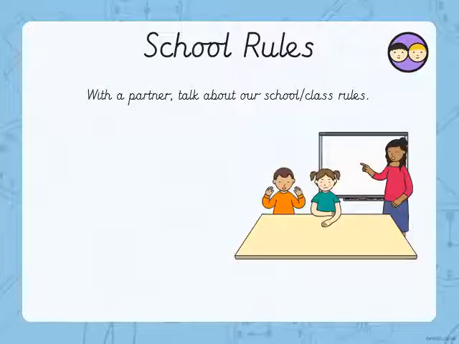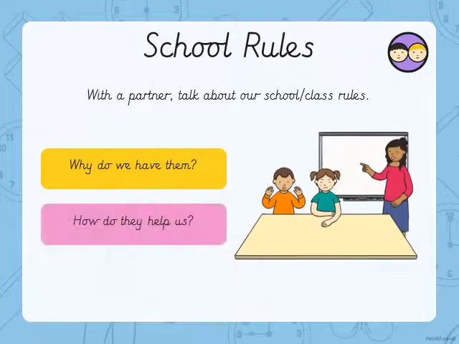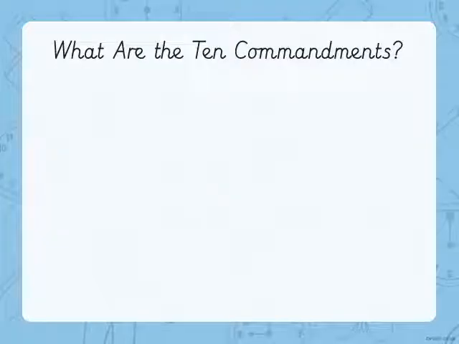So you're going to talk about the school rules. If you haven't got a partner, you can just talk to the screen. So you're going to talk about our class rules, which we did last time. Why do we have them? How do they help us? So why do we have rules? Because remember, they keep us safe and they keep us on task. And how do they help us? If we're doing the rules, then we're doing our work and they're helping us learn, aren't they?